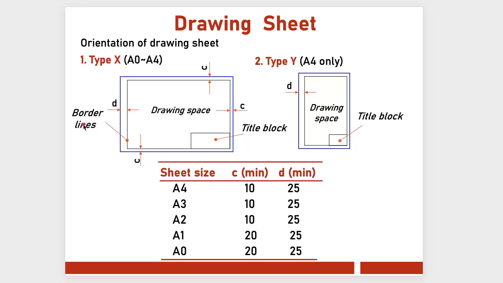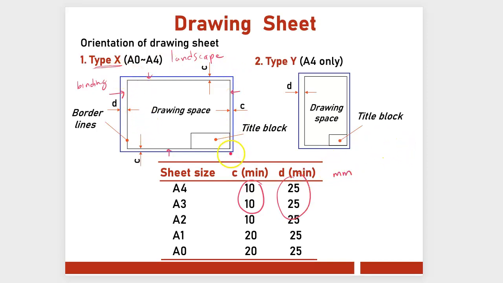So this is how a drawing sheet looks. We use Type X for this class, which is in landscape. Type X has a margin called C. The margin size for A4 and A3 is 10, whereas the margin size for this side, where the binding happens, is 25 millimeters.